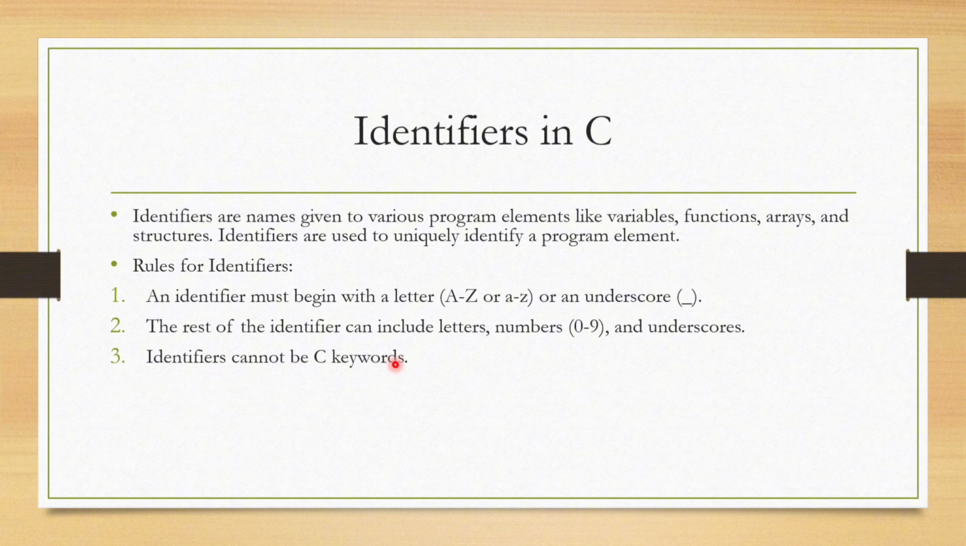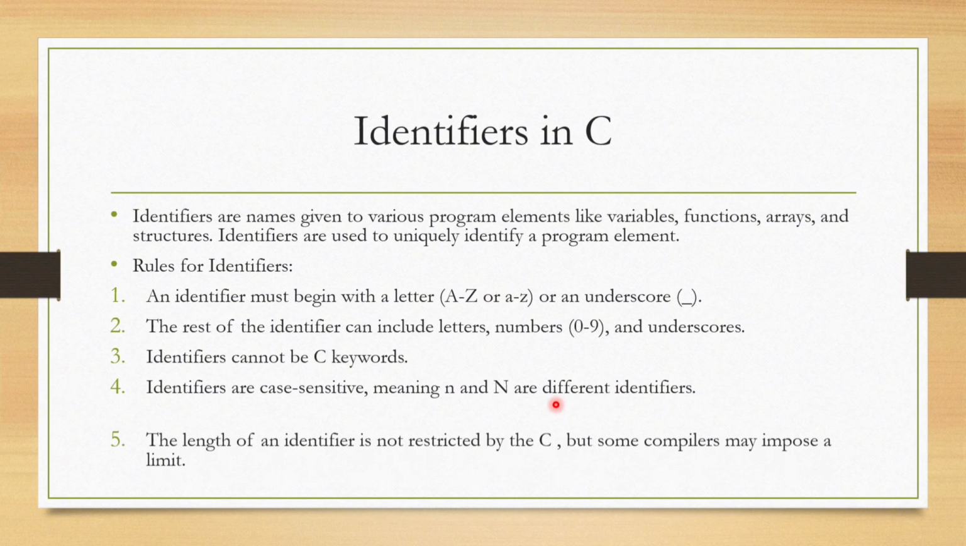An identifier cannot be a C keyword. We cannot use for, if, switch as an identifier. Identifiers are case sensitive, meaning small n and capital N are different identifiers.